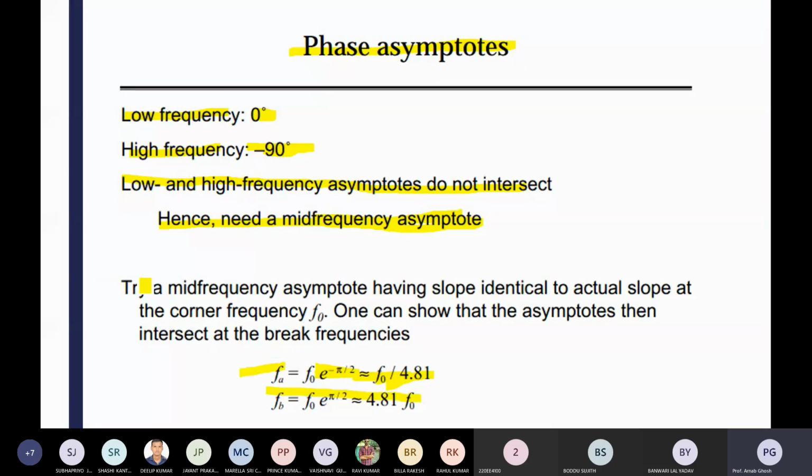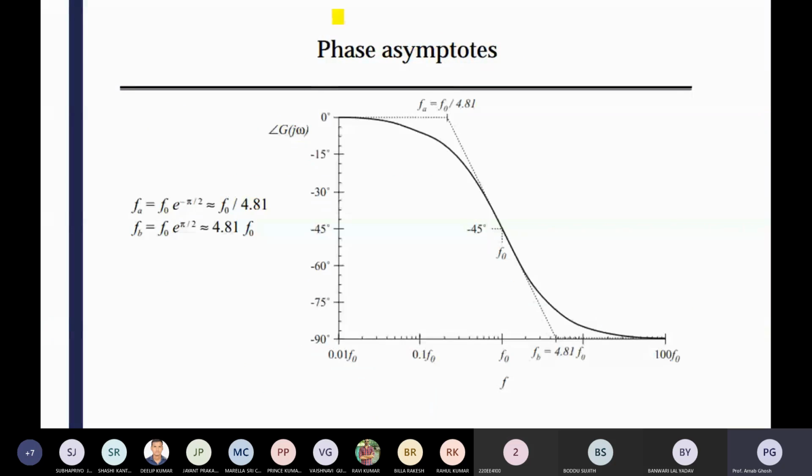Try to match the mid frequency asymptote having slope identical to the actual slope at the corner frequency f0. So f0 is the corner frequency. I think you know all those things, I'm just giving you the recap. So the phase asymptotes go like that: you get the phase asymptote at 0, then minus 45, and finally minus 90 degree. It is your dotted line. Practically it is coming bending like that, but it is sharp in ideal cases.